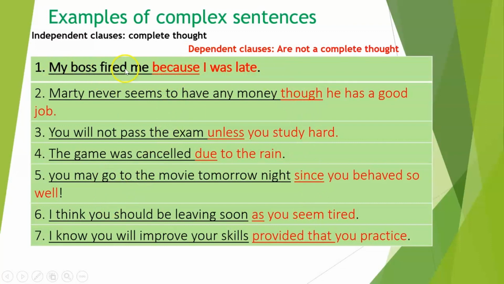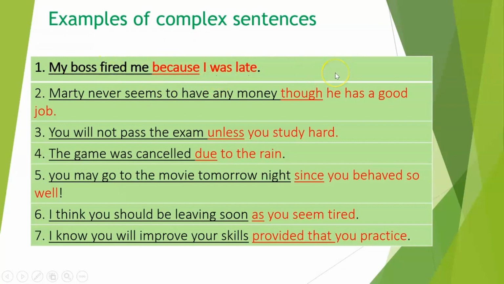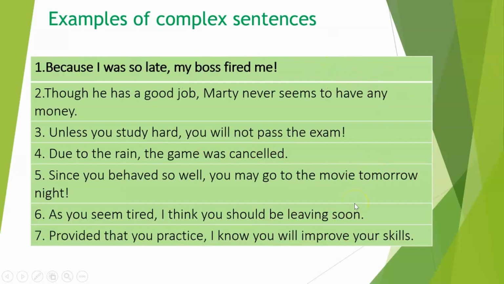The ones in black, these can stand alone because they have a complete thought. In other words, this can be alone and be a sentence. This cannot stand alone. This clause needs this clause. This clause does not need this clause. Okay, so again, here we see the 7 examples.